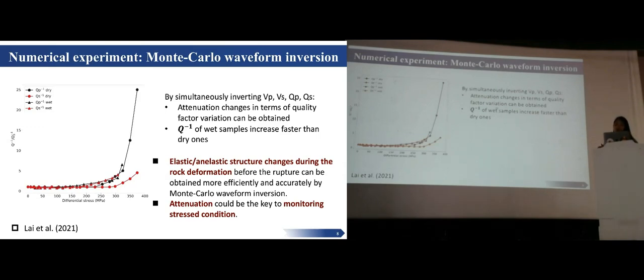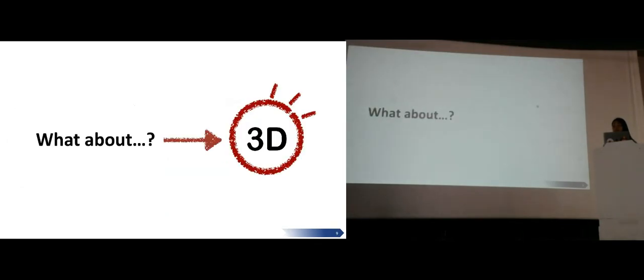By simultaneously inverting VP, VS, QP, QS together, we can obtain the attenuation change in terms of quality factor easily, so we don't have to use the relative amplitude calculation anymore. And we found that using this method, the elastic and anelastic structure changes during rock deformation can be obtained, and attenuation could be the key to monitor the stress condition. But after doing this kind of 1D search, we want to go for 3D.